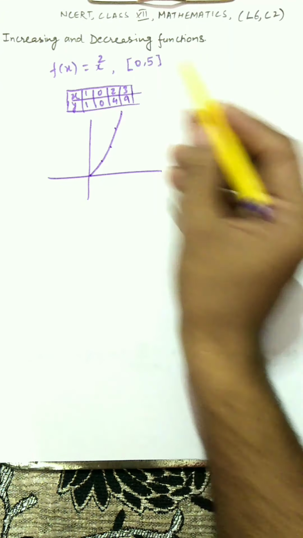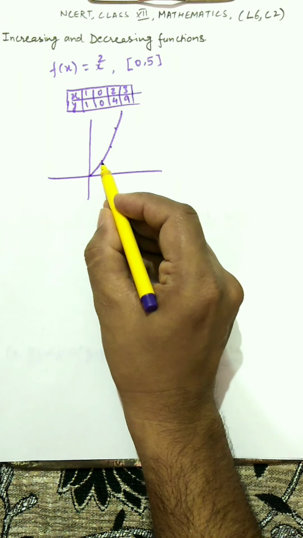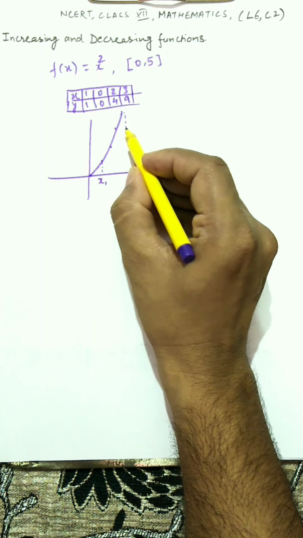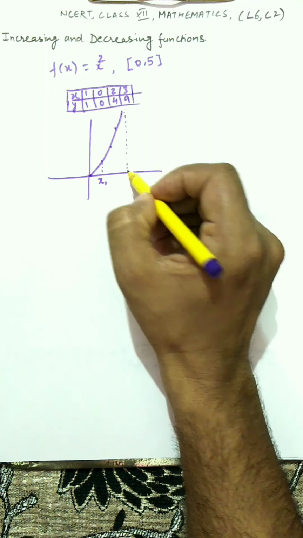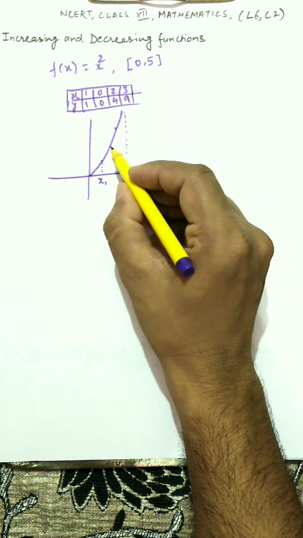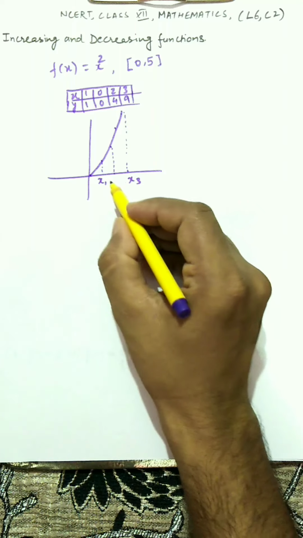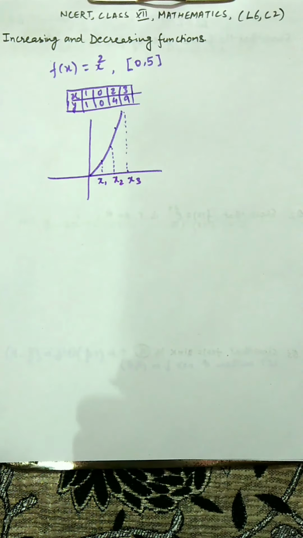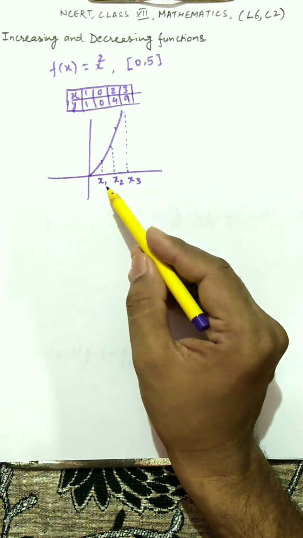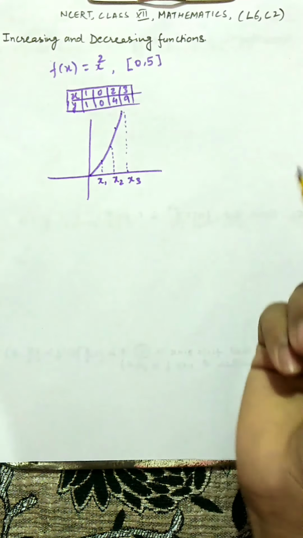Now the interval given is 0 to 5. Let's say this is the point x1, and here is some other point, x3, and we can take some point here, x2. There are infinite points on this graph, but we are taking only a few points.